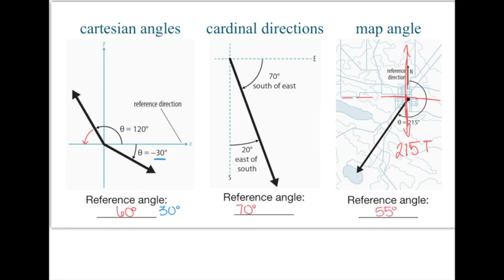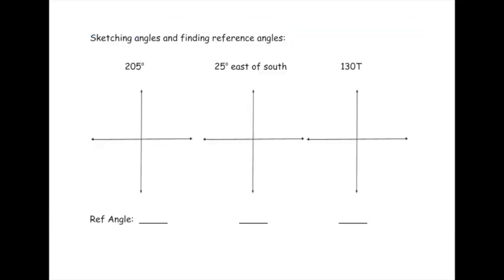Again, this is what your calculator is going to think. If you put in 215, your calculator will think that you started at the x-axis and went counterclockwise, right? And that's not what you did for this. You started at true north and went clockwise. The first one it gave me was just 205 degrees. If they don't give you any other information, you're going to assume a standard or a Cartesian angle, okay?